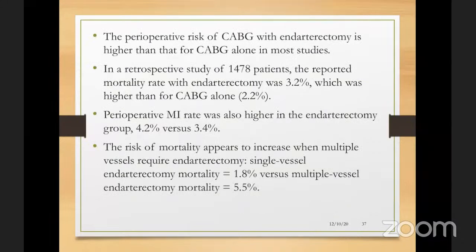The perioperative risk of CABG with endarterectomy is higher than with CABG alone in most studies. A retrospective study of 1,478 patients reported a mortality rate with endarterectomy of 3.2%, which was higher than CABG alone. Perioperative MI rate was also higher with the endarterectomy group, and the risk of mortality appeared to increase when multiple vessels required endarterectomy compared to a single vessel.